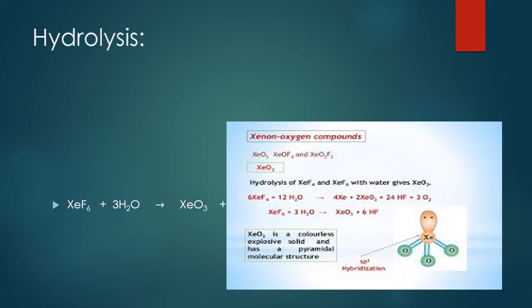Next, about the hydrolysis of xenon hexafluoride. Even a small drop of water, a little amount of water, can hydrolyze the xenon hexafluoride. When xenon hexafluoride is hydrolyzed, it gets converted into xenon trioxide. So among the oxides of xenon, xenon trioxide, xenon oxytetrafluoride, xenon dioxydifluoride, the final product is xenon trioxide. Though we hydrolyze xenon tetrafluoride or xenon hexafluoride, the product obtained is xenon trioxide. This xenon trioxide is a colorless explosive solid and is pyramidal in shape.